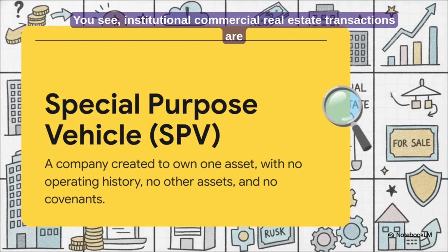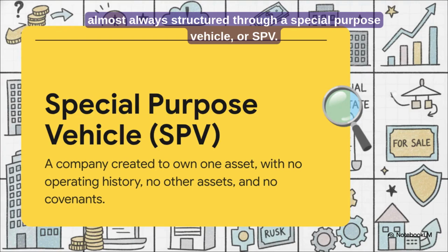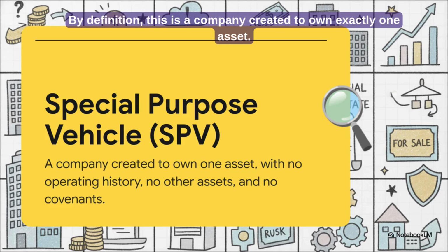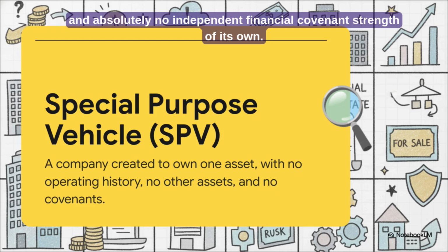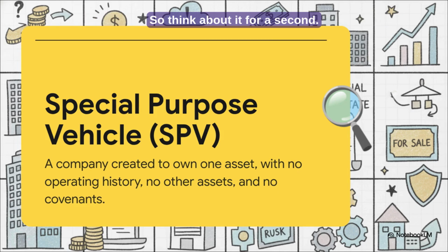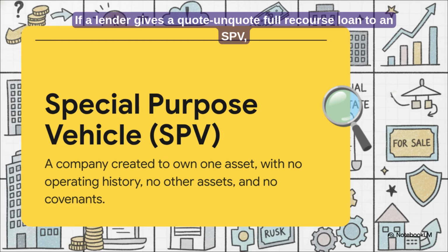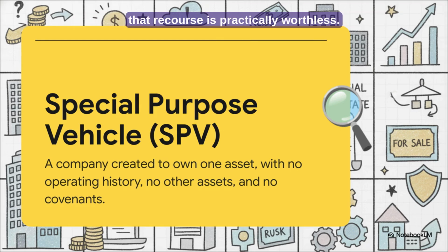You see, institutional commercial real estate transactions are almost always structured through a special purpose vehicle, or SPV. By definition, this is a company created to own exactly one asset. It has zero operating history, no other assets, and absolutely no independent financial covenant strength of its own. So think about it for a second. If a lender gives a quote-unquote full recourse loan to an SPV, that recourse is practically worthless. The SPV literally has nothing else to pursue.